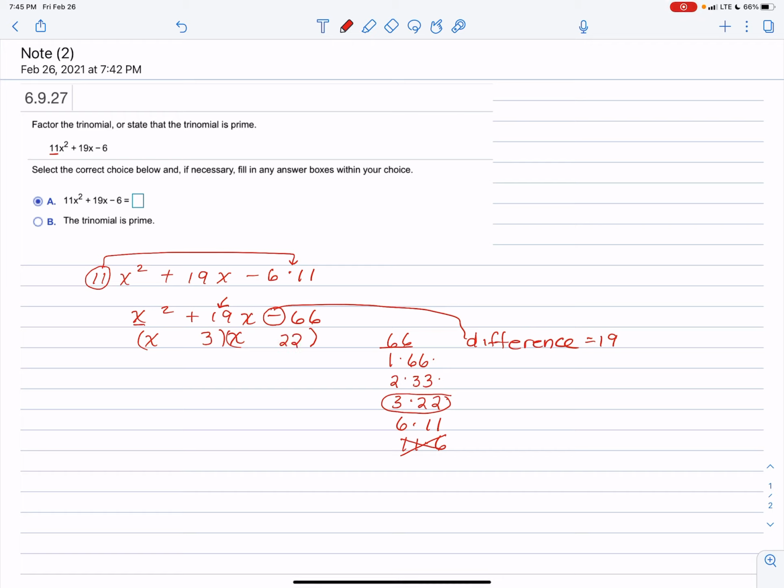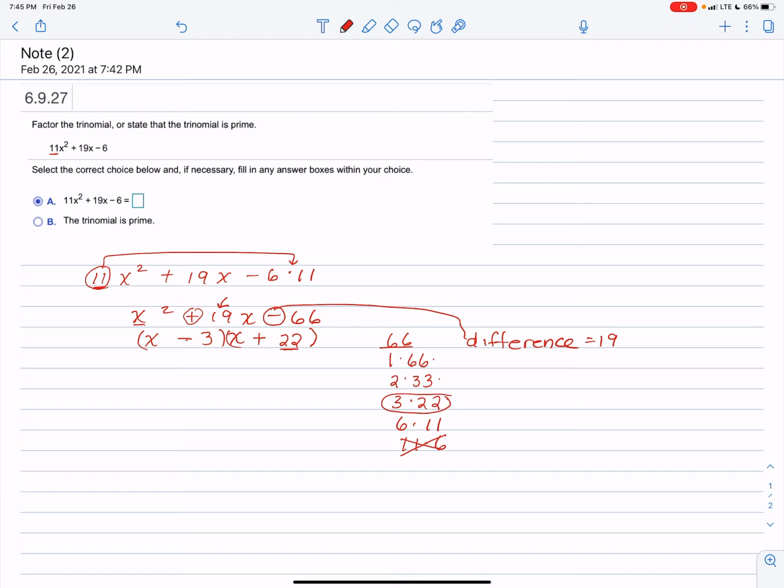Now, if that last sign is negative, the signs between these two terms will be different. The larger factor, in this case the 22, will get the sign of the middle term. So the 22 will get the positive, and if they have to be different, the 3 will get the negative. Now, we move that 11 just temporarily.